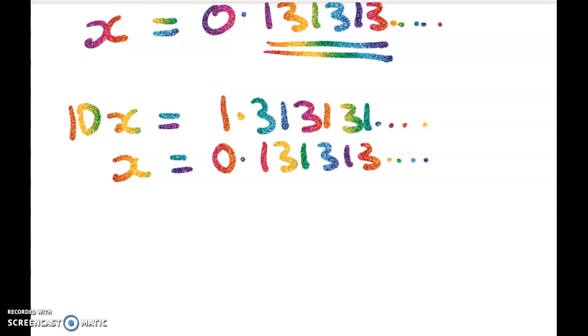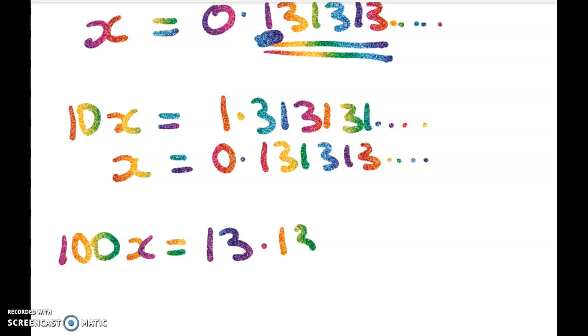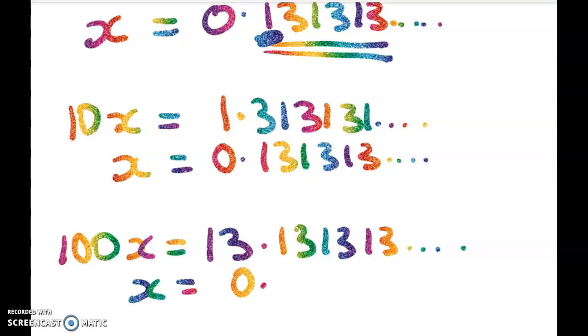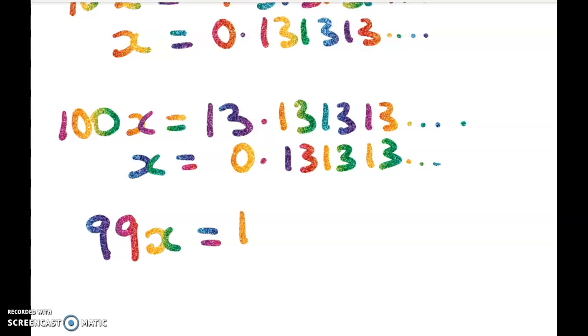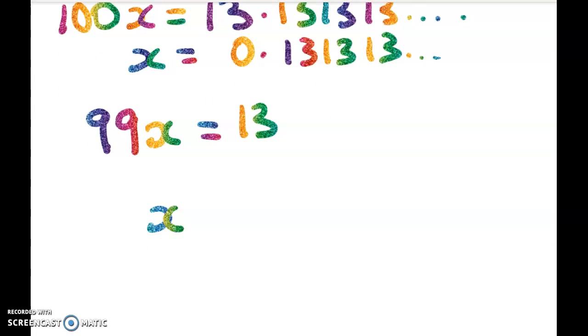If I instead multiply by 100 and I get 100x, then I'm going to have 100x. So this 1/10 is now going to become 10. So it's going to be 13.131313. And we've got 1x, which is 0.131313, and so on. So subtracting 1 from 100 leaves me with 99 of the thing. So 99x is equal to 13, which gives me my fraction as x equals 13 over 99.